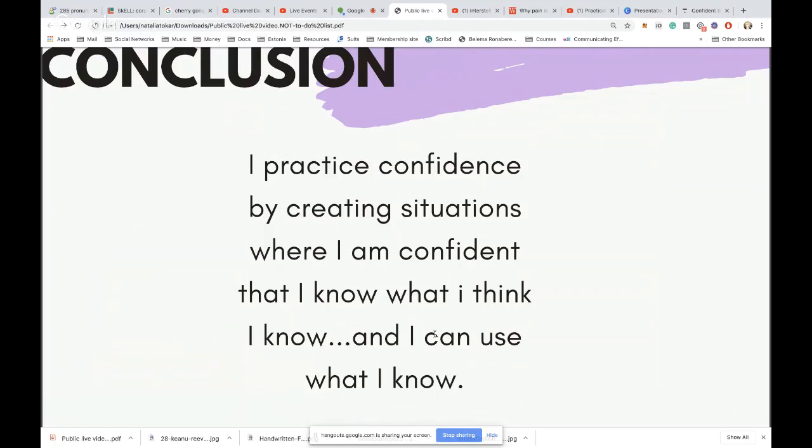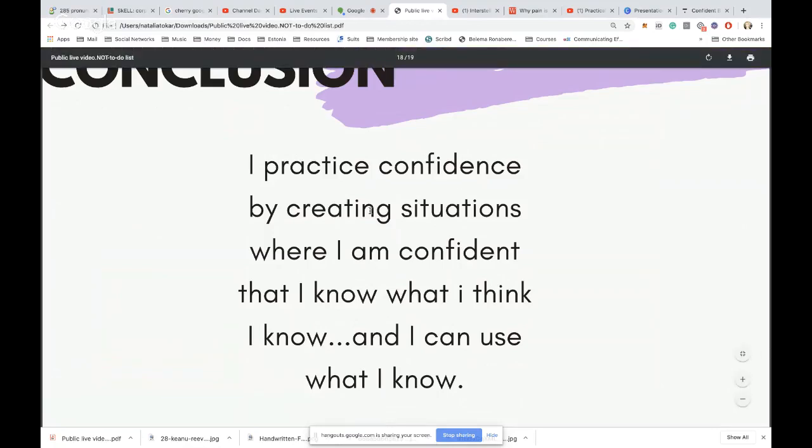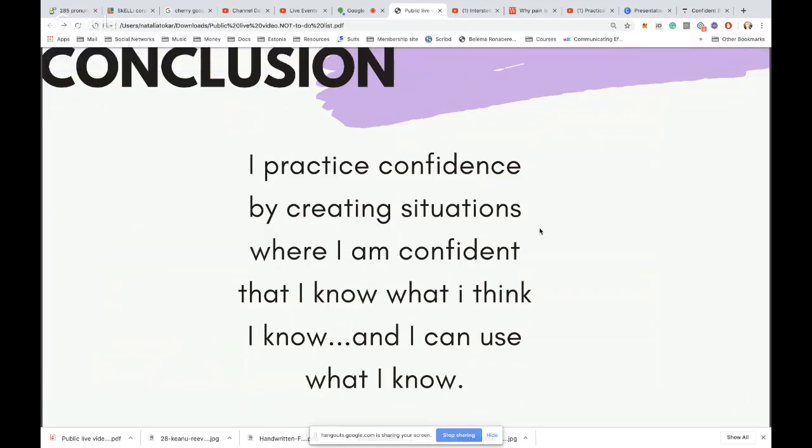And so I practice confidence by creating situations where I'm confident that I know what I think I know, and I can use what I know. By the last part, I mean I can repeat it, I can write it down, I can say it in a conversation. And a lot of people learn English passively. They listen, they don't repeat. They learn a word, they never use it. They read it, and they never try to write it themselves. Don't make that mistake.